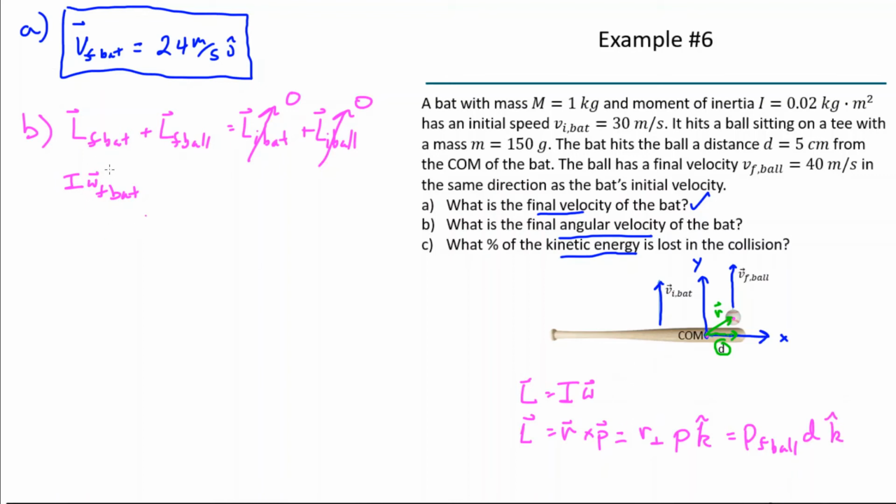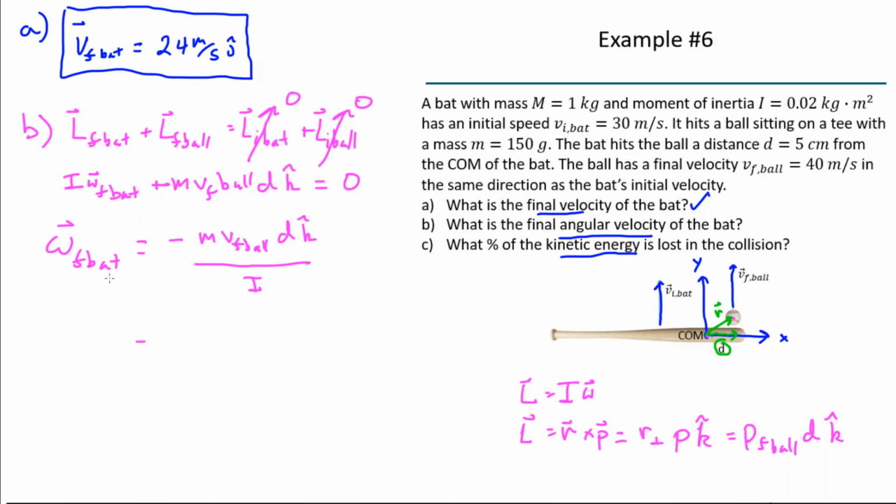Well, the final momentum of the ball is just the mass of the ball times the final velocity of the ball, times d in the k-hat direction. This all has to add up to 0. Okay, so now I can solve this for the final angular velocity of the bat, omega final bat. This is going to equal negative m v final ball times d times k hat, divided by the moment of inertia of the bat, I.